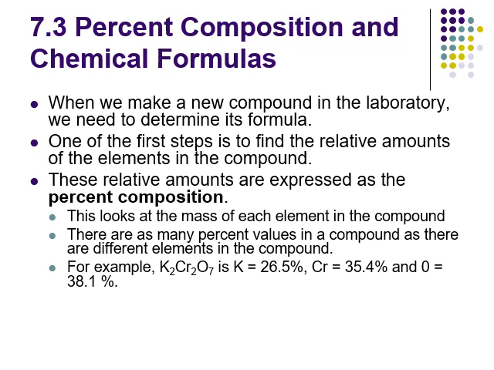Here I have potassium dichromate, so we can see this is already done for us. Don't worry about where this comes from for now. We can see it's 26.5% potassium, 35.4% chromium, and 38.1% oxygen. So that would be the percent composition of potassium dichromate. And again, those percentages should add up to 100% if you did the process right.